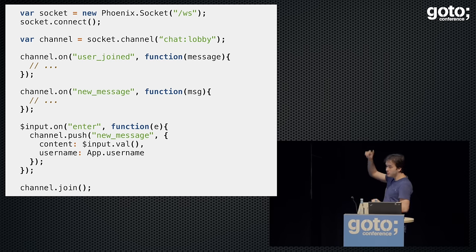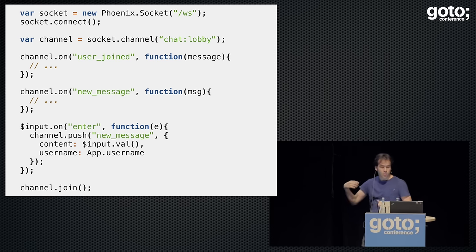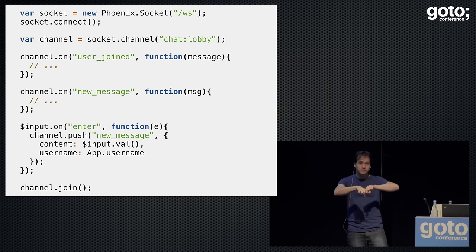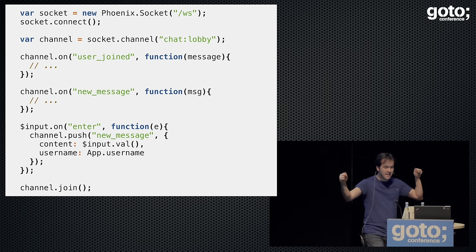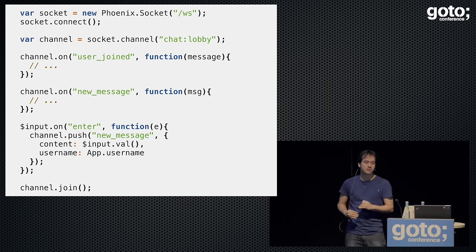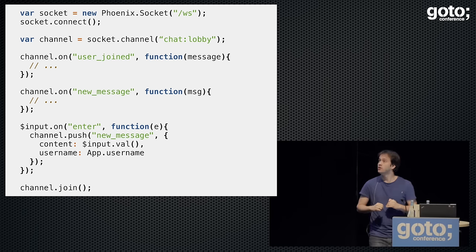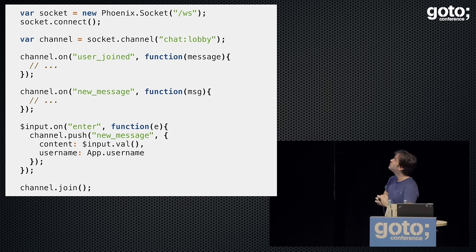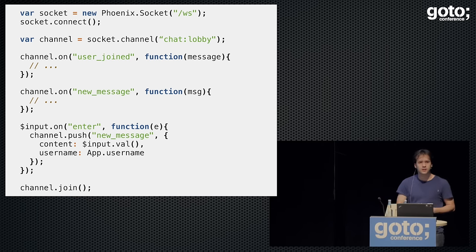The first thing we do, in the first line there at the top, is create a socket, and then we ask the socket to connect. At the moment we do this, we are connecting the client to the server, and now we have a bunch of different channels that we can register to. So here we are choosing one channel, which, if we have a chat application, is going to be the lobby. The lobby is going to be the place where all users are, and they can send messages to each other or start a private conversation or something like that.